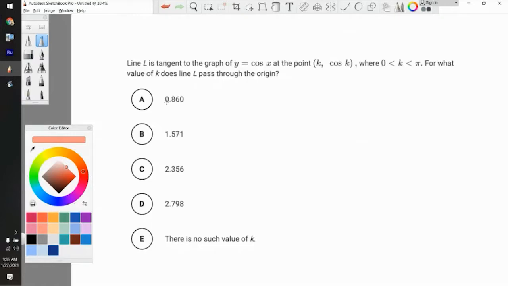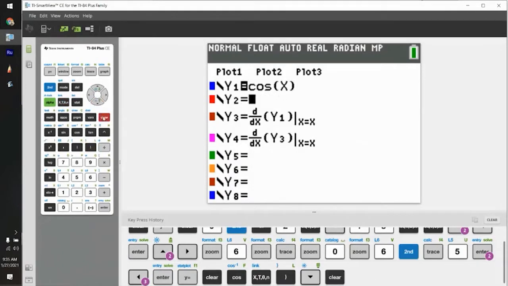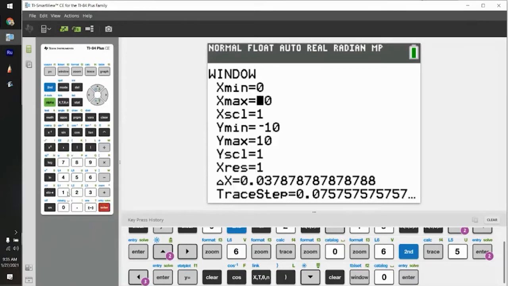First thing I'm going to do, and I didn't do this when I did the problem, but first thing I recommend doing is graphing this out to get an idea of what's going on. So first thing I'm going to do is graph cosine x, and I'm only going to graph it in the domain that was given, 0 to pi. I'm going to show you how to do that. Hit window, and then change your x min to 0 and your x max to pi.